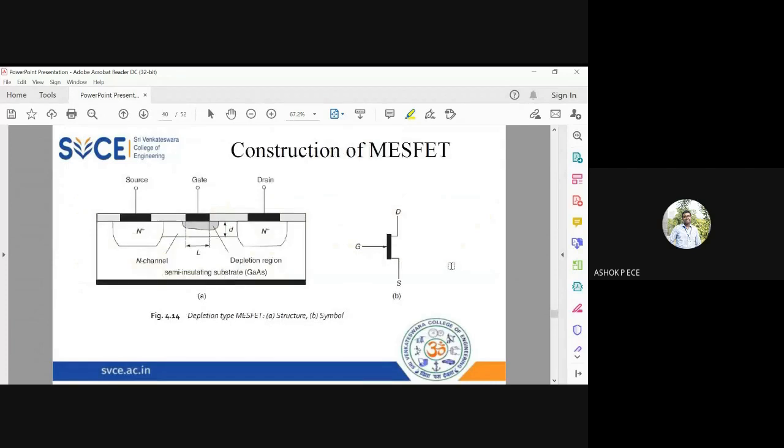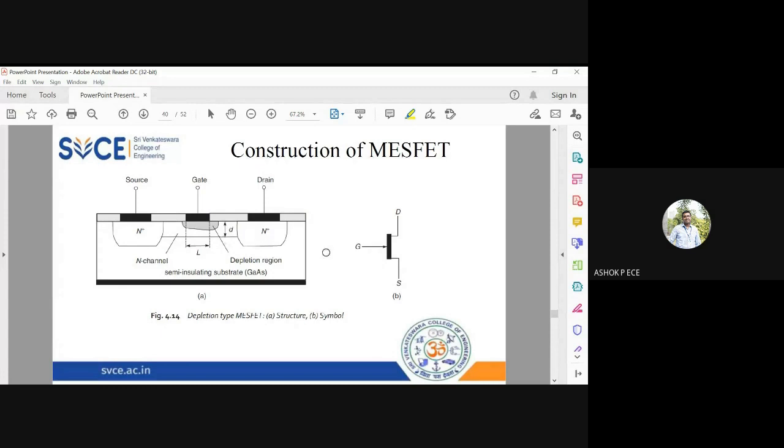So this is the construction of a MESFET. You take a semi-insulating gallium arsenide, and you fabricate an N channel. You fabricate two N plus regions, which are going to be your source and drain, and on the N channel you will have the gate. When you apply a suitable voltage, you will have the formation of the depletion region. L is the channel length and D is the channel width.